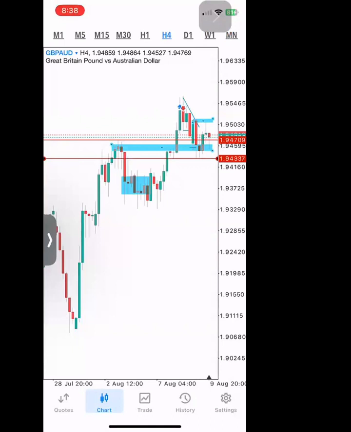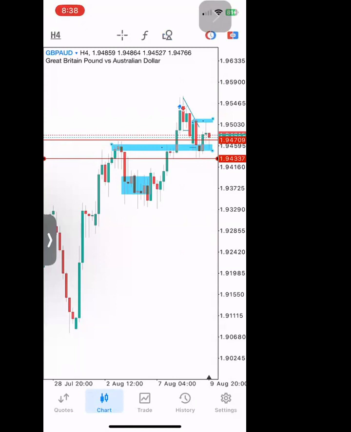M1, M5, M15, M30, H1, H4, D1, W1, MN. M1 stands for 1 minute. M5 stands for 5 minutes. M15 stands for 15 minutes. M30 stands for 30 minutes. H1 stands for 1 hour. H4 stands for 4 hours. D1 stands for 1 day. W1 stands for 1 week. So what is 1 hour? What is 4 hour? What is M1?